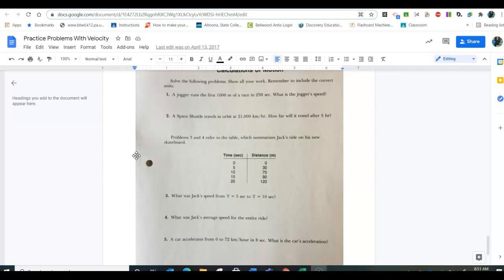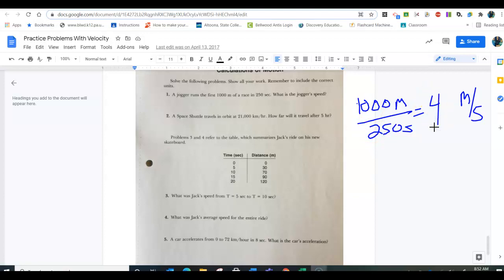All right, so we'll do just a couple of these. It says a jogger runs 1,000 meters in 250 seconds. What was his speed? Well, this is one we can set up really easy. 1,000 meters divided by 250 seconds. Your speed will be in meters per second, which is a nice unit to have. Well, how many times does that go into there? 4.